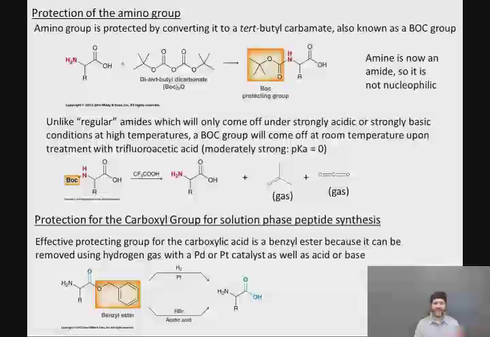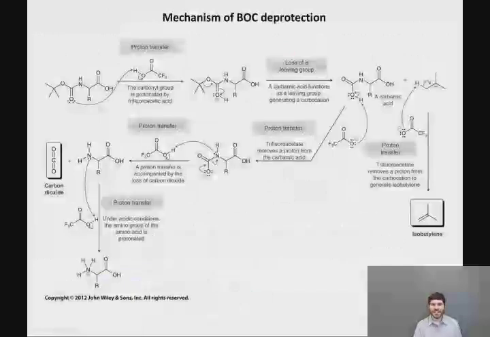Okay, so I'll have a little more to say about doing this in the next lesson, but to finish this lesson, I would like to go over the mechanism of this Boc deprotection, because what this helps you understand is what is special about the Boc group, and most of this is chemistry that should make sense to you.